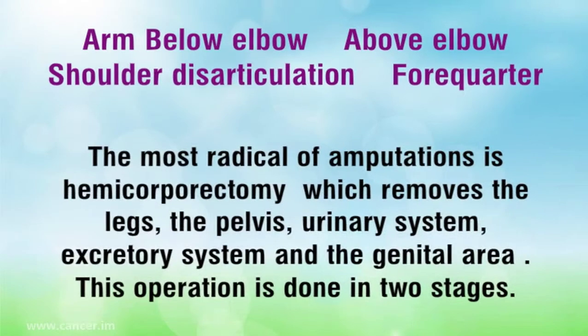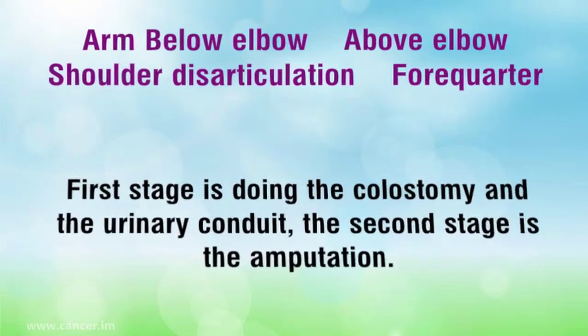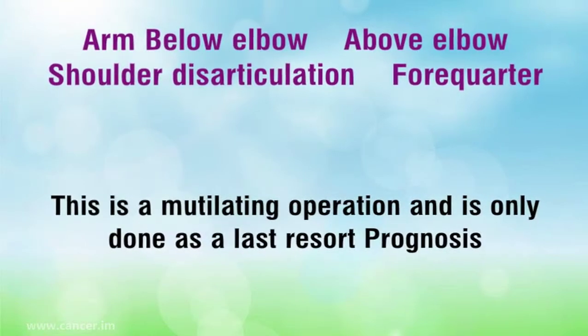The most radical of amputations is hemicorporectomy, which removes the legs, the pelvis, urinary system, excretory system and the genital area. This operation is done in two stages. First stage is doing the colostomy and the urinary conduit. The second stage is the amputation. This is a mutilating operation and is only done as a last resort.